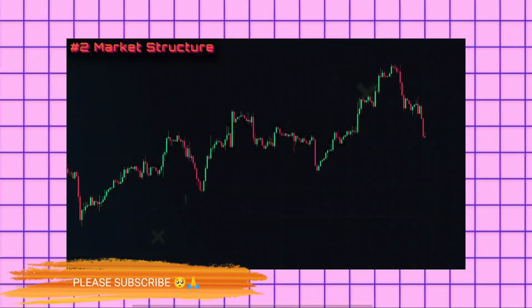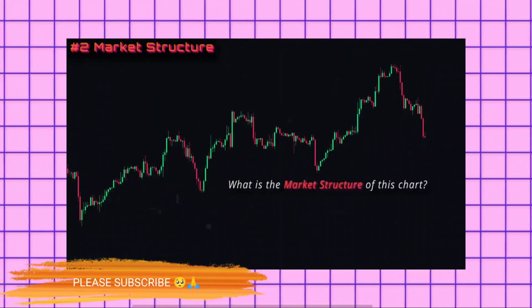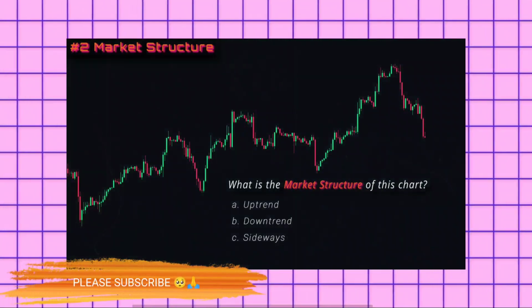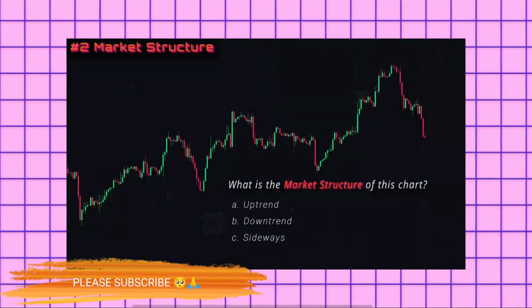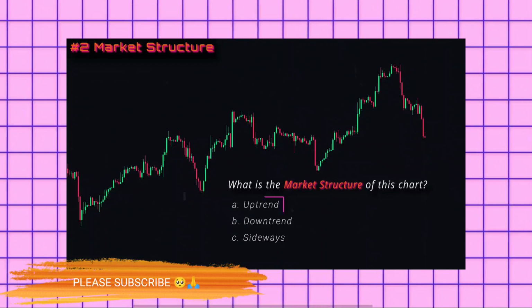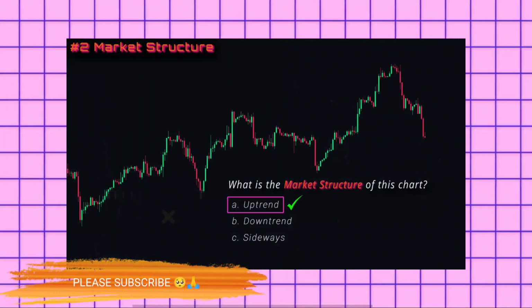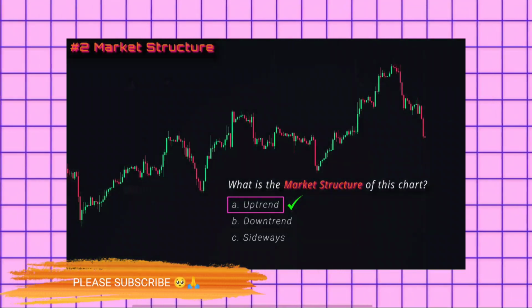Let's look at this chart as an example. But first, what do you think is the market structure of this chart? Is it an uptrend, downtrend, or sideways? Now, I'm sure most of you will answer uptrend because the price is going up. And if you did, you're correct. This is in fact an uptrend.